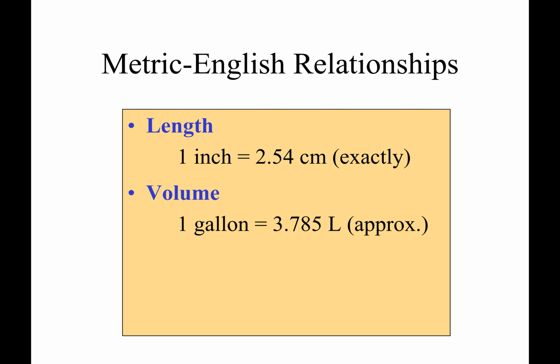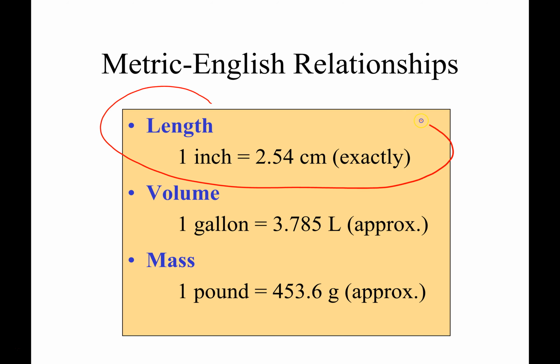Okay. This one's not exact. Again, it's between English and metric. 1 gallon is approximately equal to 3.75 liters. And we'll talk about what that means, approximate. That introduces uncertainty. And with regard to mass, English and metric, we could say 1 pound is approximately equal to 453.6 grams.